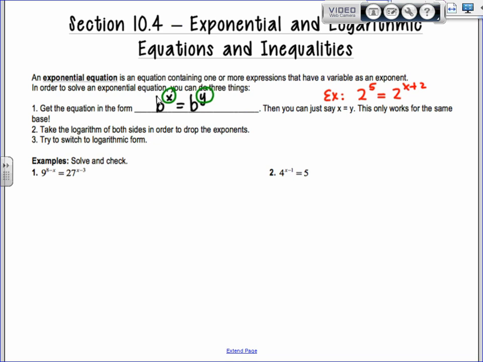A second way, it says take the log of both sides in order to drop the exponents. Or third, when in doubt, always just try to switch forms. So you can switch from exponential form to logarithmic form. Okay, that's what we've been doing on the last couple of homeworks.